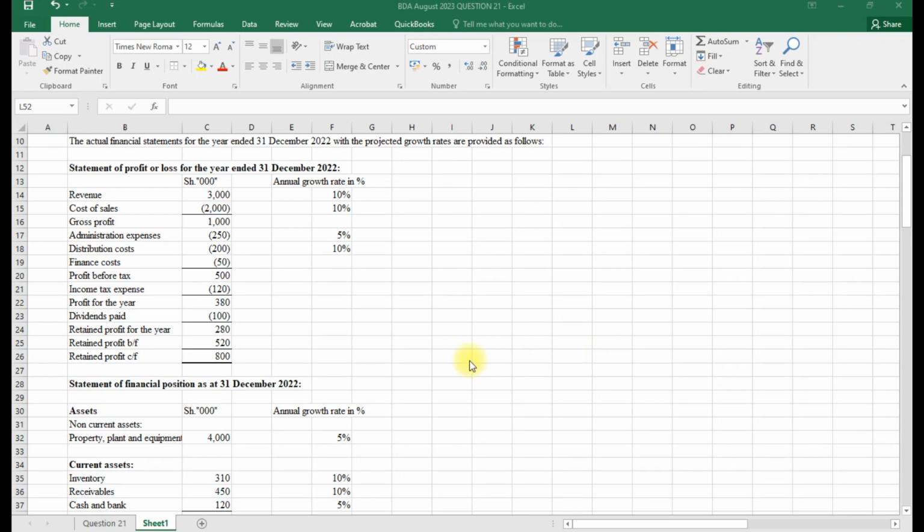It's another day that we're continuing to do a revision of the business data analysis that was done in August 2023, just the concluded sitting. And we're looking at how the students are supposed to tackle these questions.